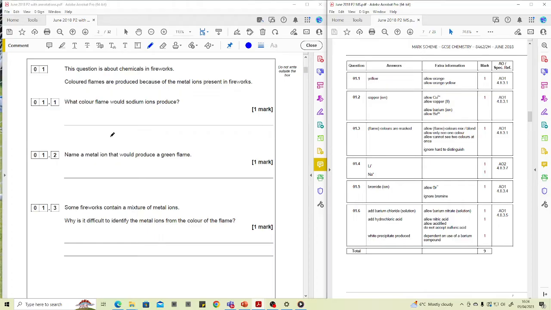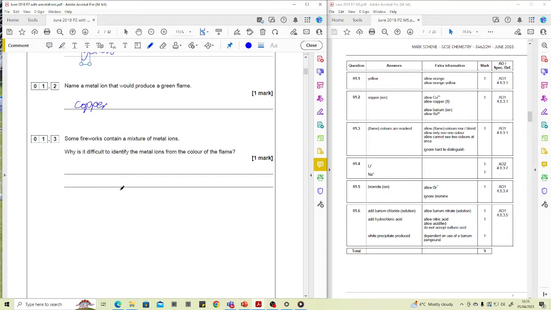Question 1. Chemicals in fireworks. We're talking about metal ion colours, and we've got some recall at the beginning. What colour flame would sodium ions produce? Yellow. And a metal ion that would produce a green flame? Copper or barium.